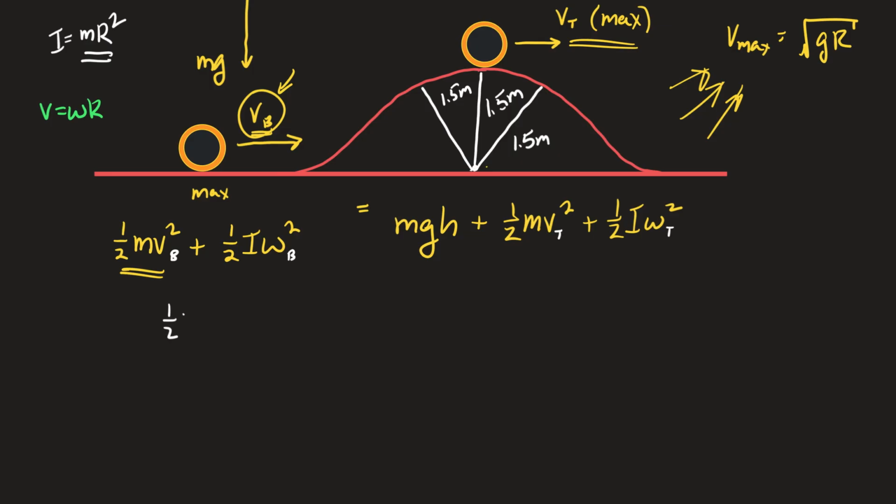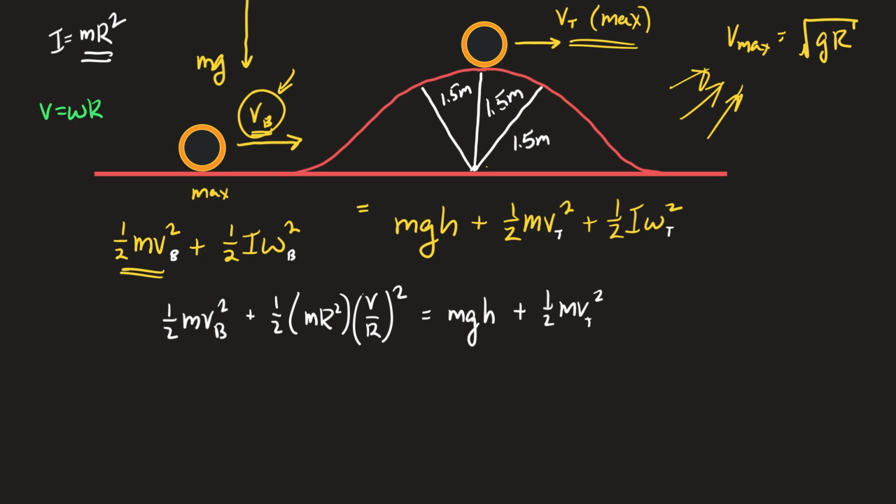So on this side, 1/2 mv bottom squared plus 1/2, what do I put in for I? mr squared times, what do I put in for omega? V over r squared. That's right. Now, this is V at the top, this is V at the bottom.